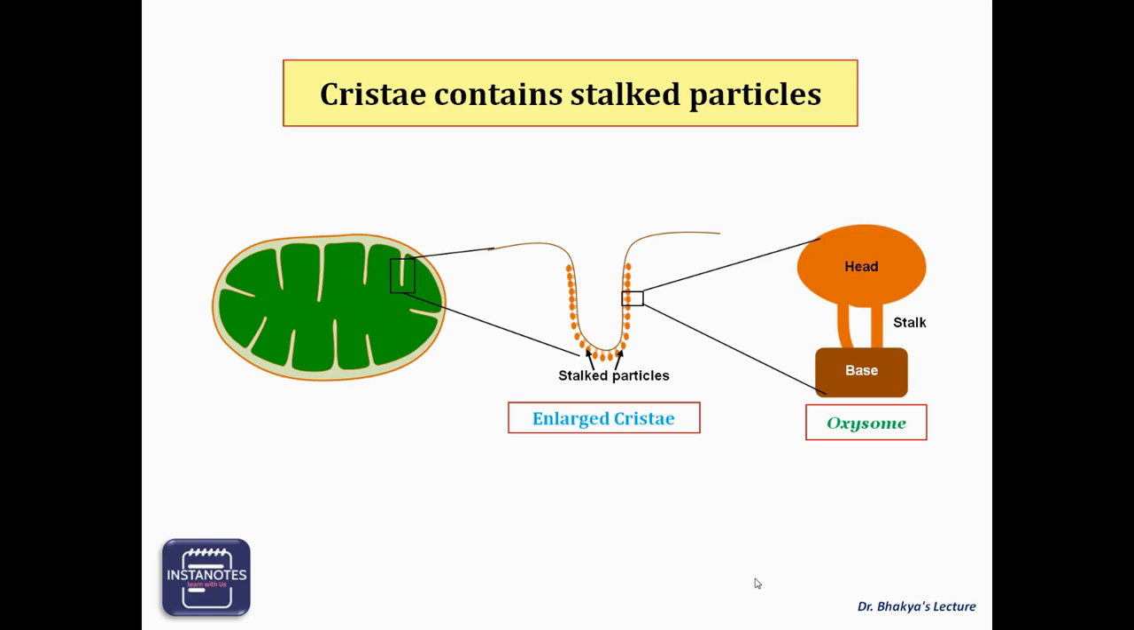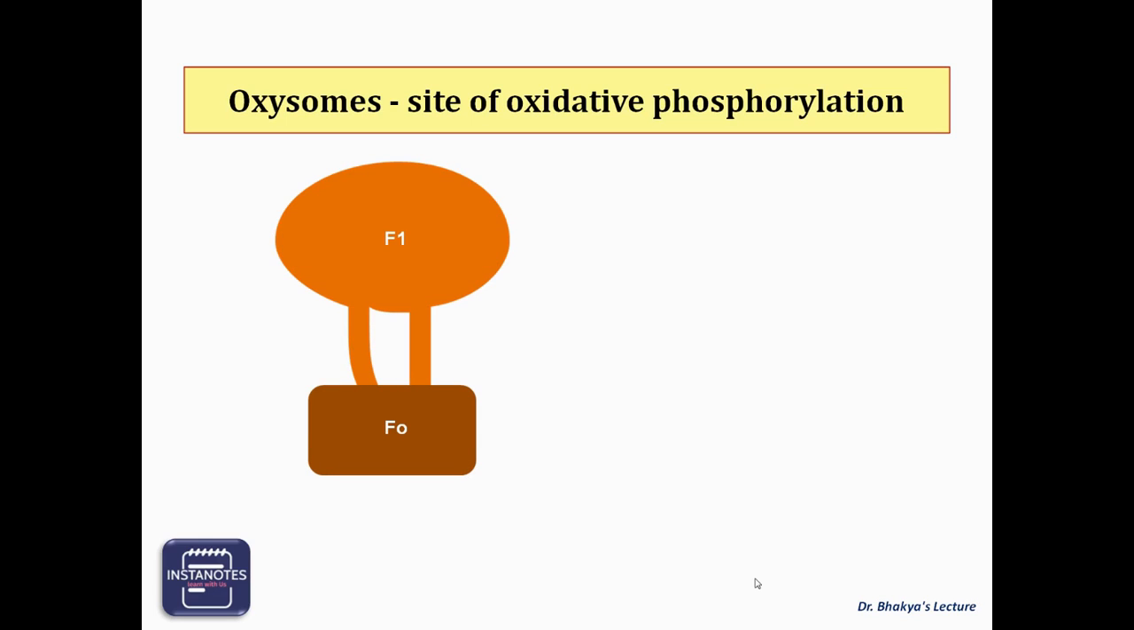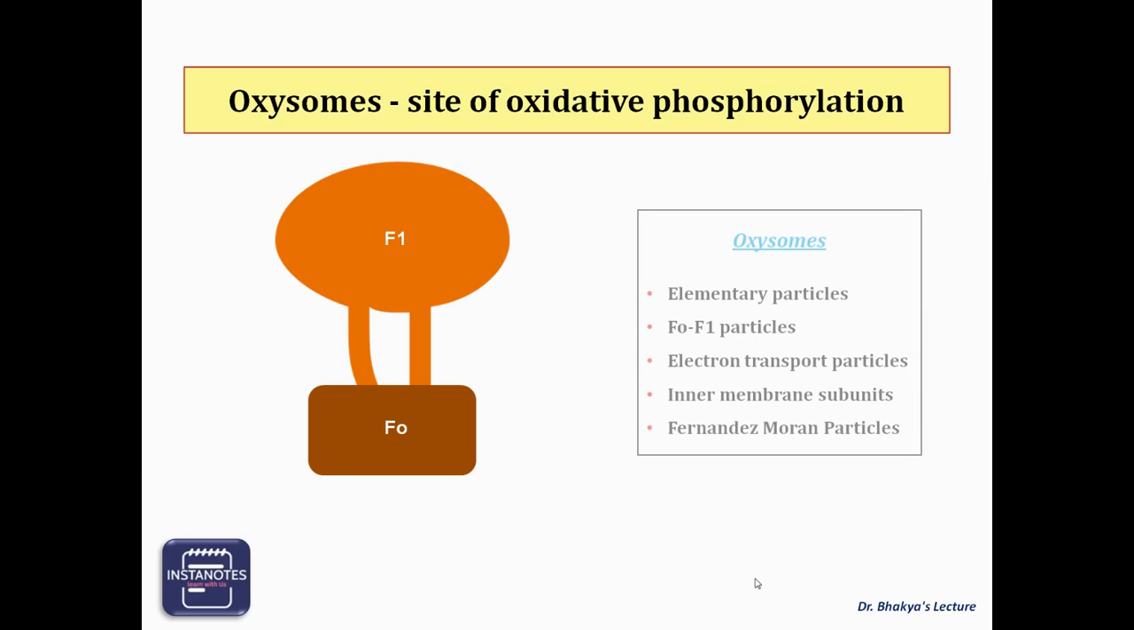As its structure denotes, it has a head region, base region, and a stalk. Oxysomes are the sites of oxidative phosphorylation. In the head region, it has the F1 particle. In the base region, it consists of the F0 particle.